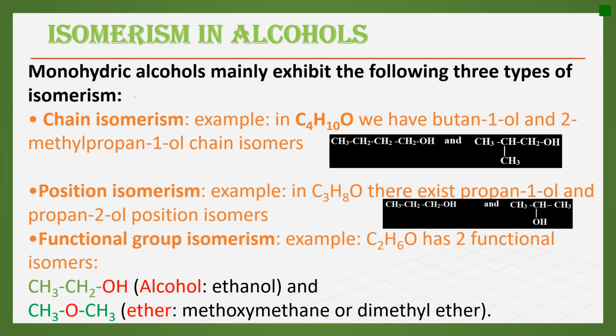Functional group isomerism is the existence of isomers having the same molecular formula but different functional groups. Here we have examples. The first example shows the functional group OH, which is for alcohols, and the second example shows the functional group O connected to two carbons through single covalent bonds, which is an ether. But the two have the same molecular formula, which means that they are isomers which have different functional groups.